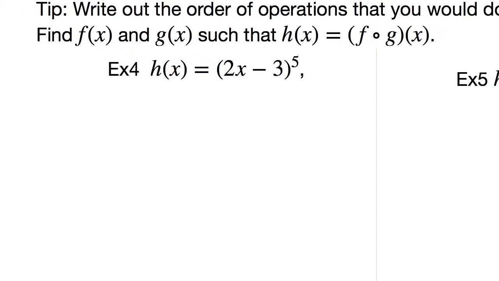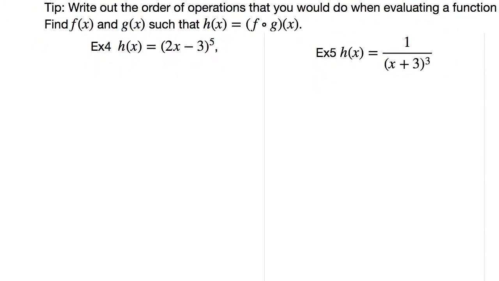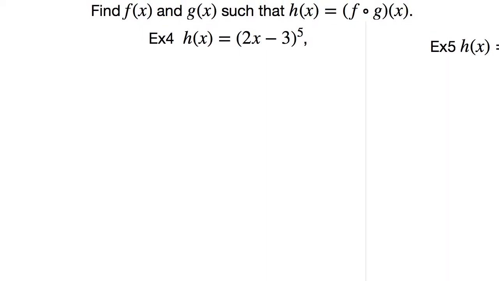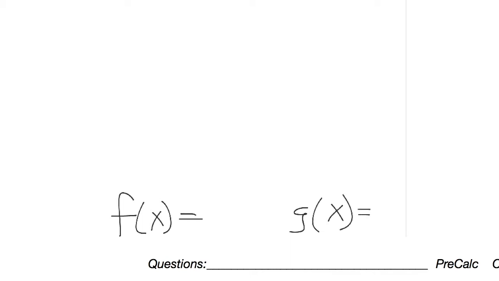And the big tip for today is to write out the order of operations that you would do when evaluating a function. The instructions might look something like this. Find f and g, so these are the two functions such that h is the composition of the two. You're starting with one, and at the very end, you should be able to say something like, aha, as the answer, f of x is this, and then g of x is this. And that's my answer.